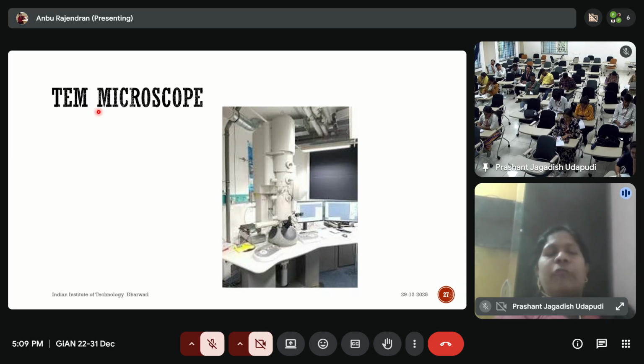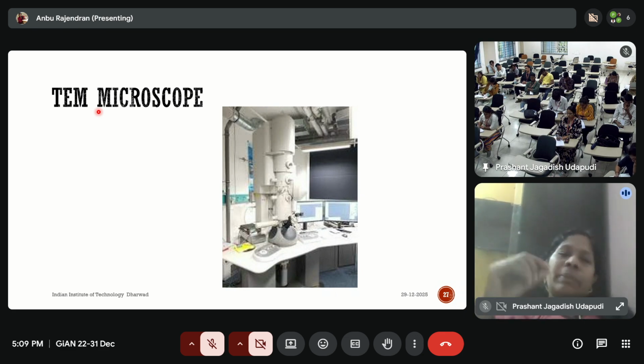There is FIB, focused ion beam. The ion milling procedure is there. By using ions, you can mill the surface of the sample. From that you can extract a very thin filament, called a lamella, for the analysis. That is one way, but it is very costly because you are using ion beams for milling out or cutting out the sample from the bulk material.